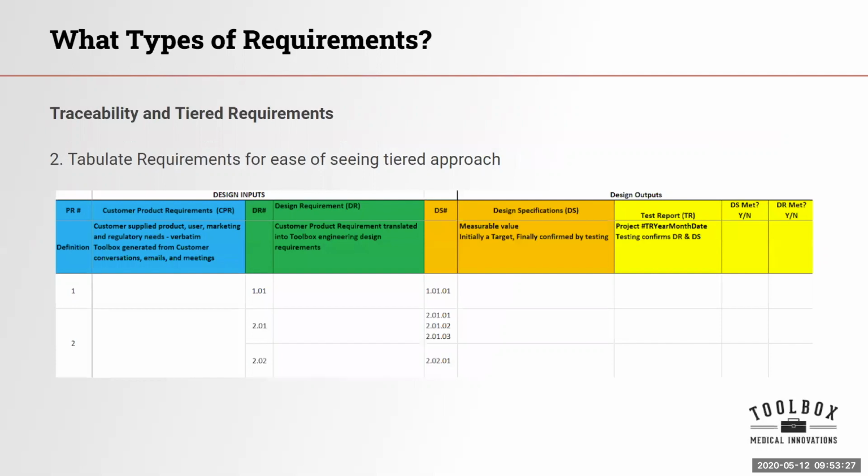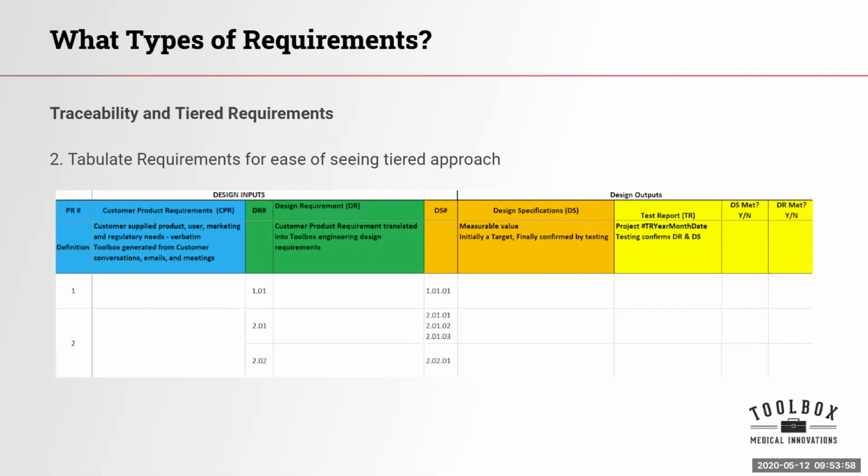The next thing that Toolbox does is to tabulate the requirements in one document. A lot of documentation packages and requirements recommendations suggest writing requirements in a Word document with sections for product requirements, design requirements, and so on. Each of these sections then list only the requirements associated with said tier. However, this really increases the page flipping between the different tiers to understand the impact of a given design requirement on a product requirement and the associated specification.